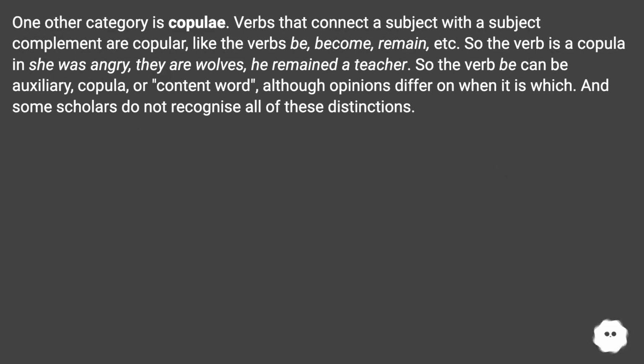One other category is copulae. Verbs that connect a subject with a subject complement are copulas, like the verbs be, become, remain, etc. So the verb is a copula in she was angry, they are wolves, he remained a teacher. So the verb be can be auxiliary, copula, or content word, although opinions differ on when it is which. And some scholars do not recognize all of these distinctions.